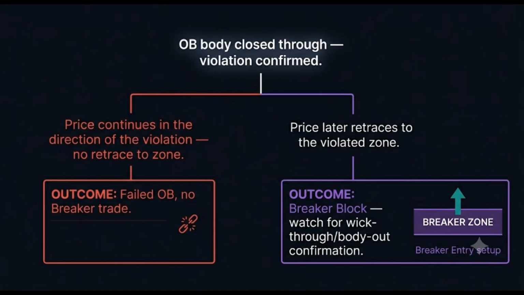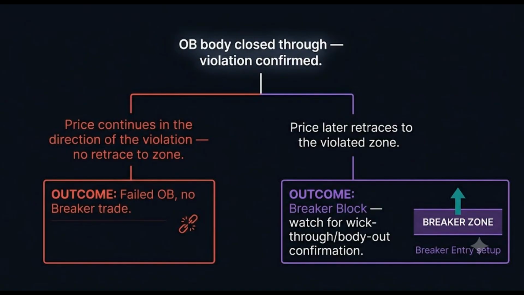Not every violated OB produces a tradable breaker. The decision tree? After a violation, 2 outcomes are possible. Outcome 1. Price continues aggressively in the direction of the violation and never retraces to the zone. This is a failed OB, no breaker trade. The zone is consumed.